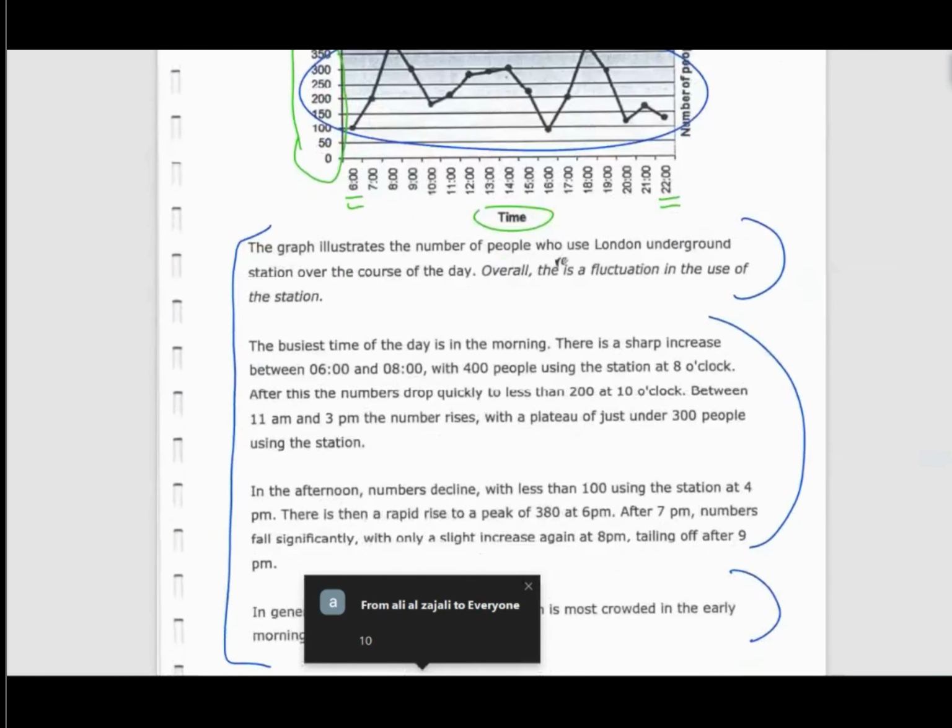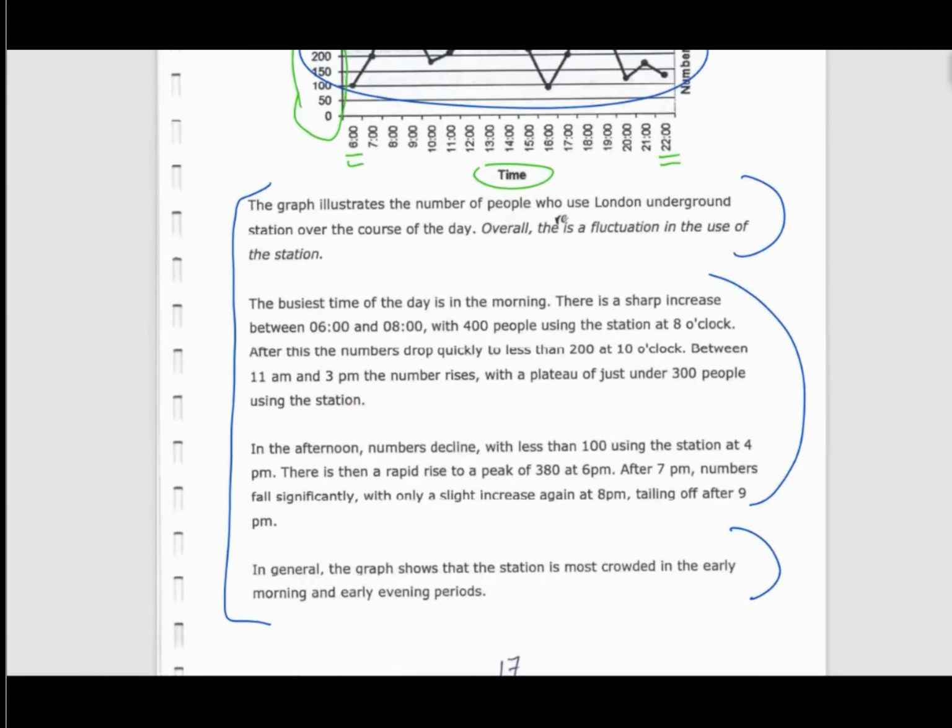Okay? Read the report, underline keywords. For example, increase, decrease, fluctuation, whatever. Underline the keywords, then we will discuss. So read it silently.